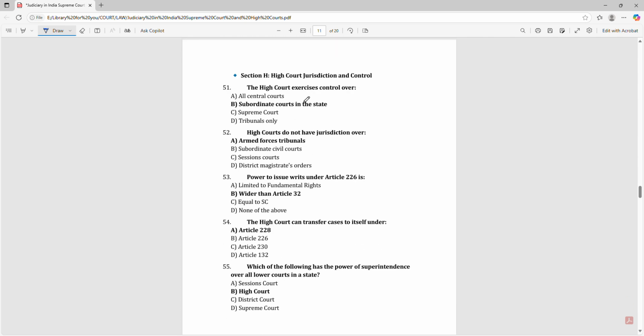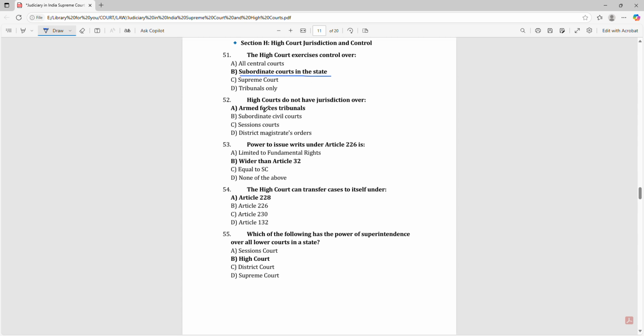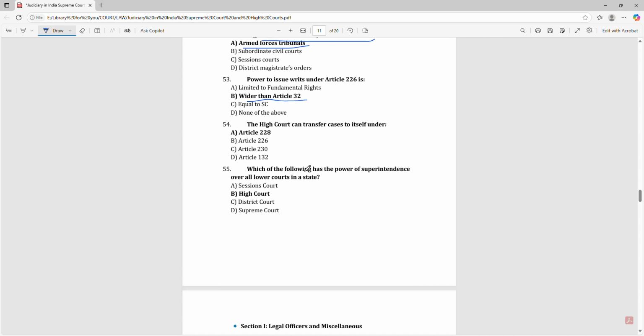The High Court exercises control over subordinate courts in the state. High Courts do not have jurisdiction over armed force tribunals. Power to issue writs under Article 226 is wider than Article 32. The High Court can transfer cases to itself under Article 228.